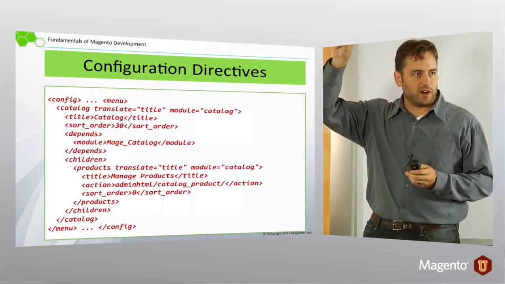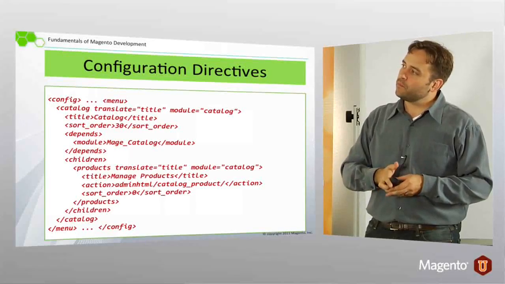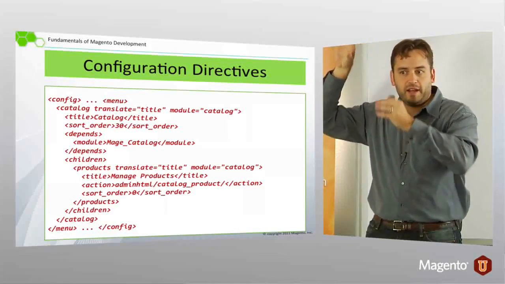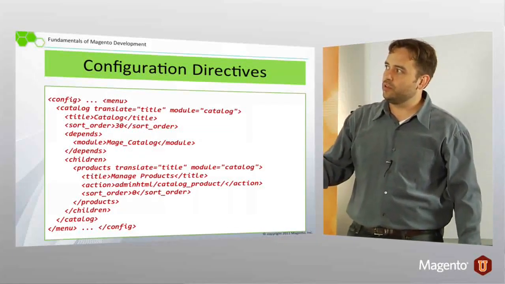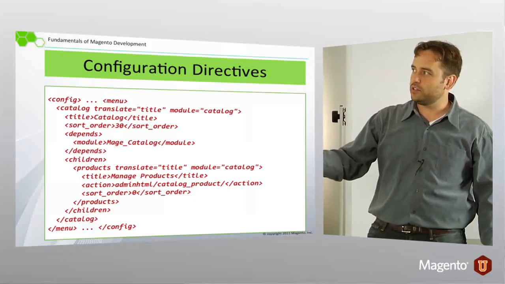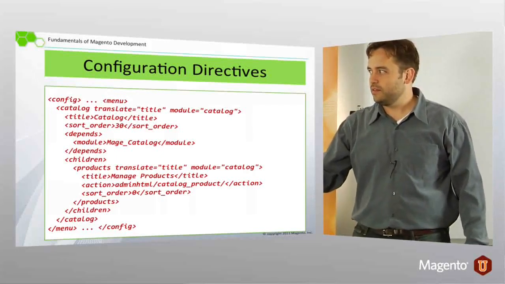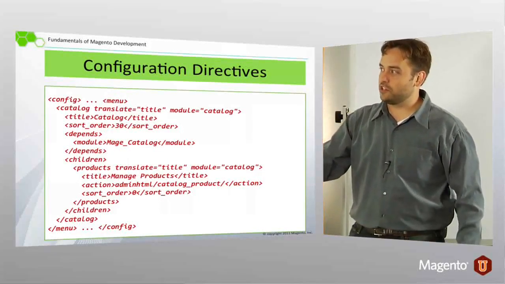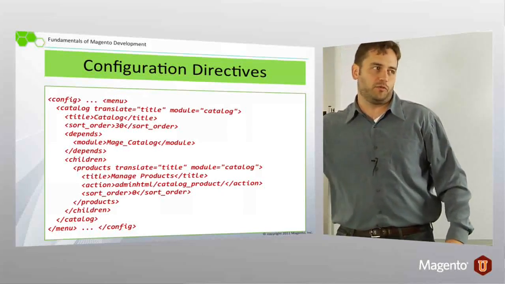So that's the hierarchy. So at the top level, directly under menu, is where we declare these top layer items. And then any item under that would need to be in this children node inside catalog. All right, so menu, catalog, children, products. And then if we wanted a little flyout menu on that, we would declare a children node inside products and do this all over again, and so forth.